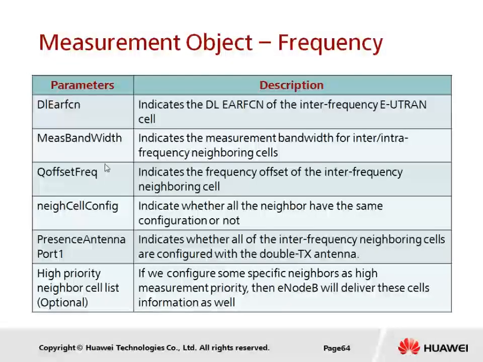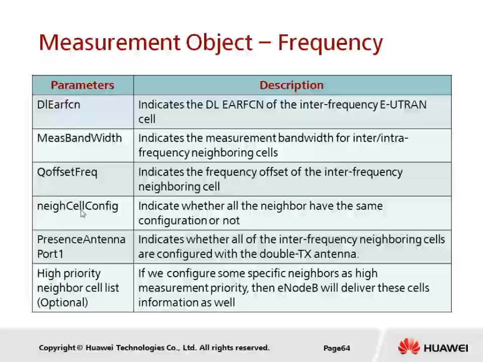Measurement bandwidth. This is to tell the user the bandwidth that the user has to measure before performing the handover. So it is the number of resource blocks which is required to be measured by the user on that particular frequency. Q offset frequency. This indicates the frequency offset of one particular inter-frequency neighboring cell. So this is again per frequency.